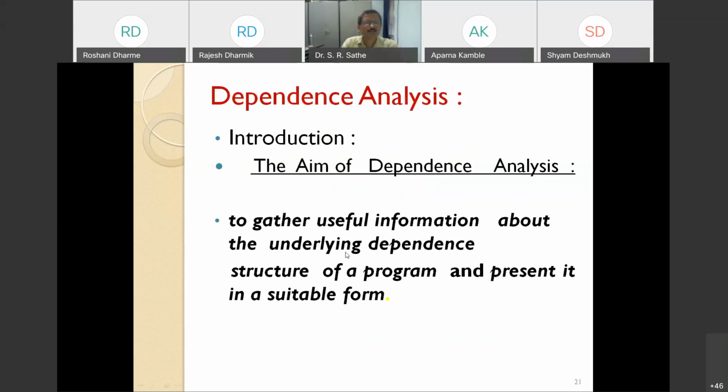So the aim of dependence analysis is to gather useful information about the underlying dependence. You must know what is the underlying structure of the program before you parallelize this program, and present it in a suitable form.